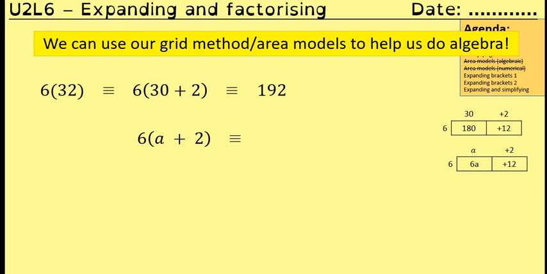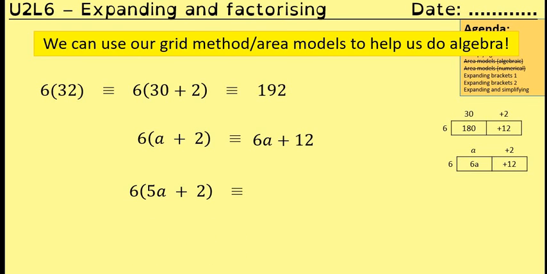So for this one, my area model is almost identical, where in the place of 30 though, I have the variable a. And within my grid, I have 6a for the area of my first rectangle, and positive 12 as the area of my second rectangle. And just as I did in the previous one, to get my answer, I need to add these things together. So to get my answer to this question, I need to add these 2 things together. So the answer to this question is 6a plus 12.